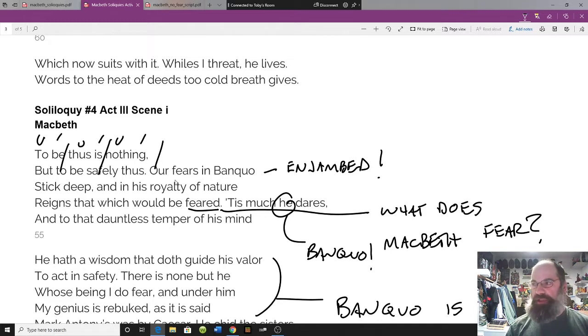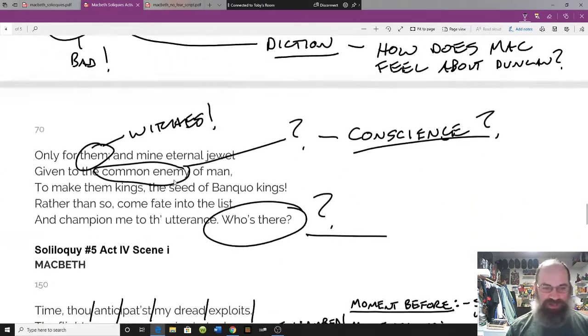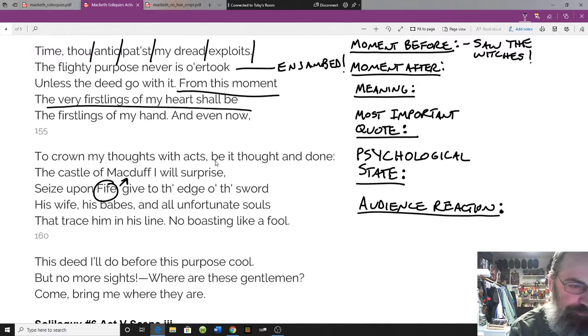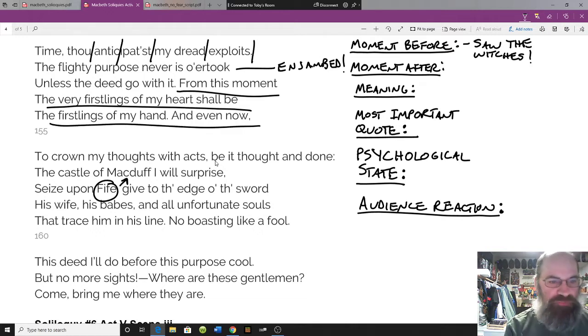He's gone from being reasonable and pausing to think about what he's going to do. Now he's going full out. He's not going to think about it anymore. He's just going to go for it. And if you're looking at an important quote, here it is. From this moment, the very firstlings of my heart shall be the firstlings of my hand. And even now, to crown my thoughts with acts, be it thought and done.